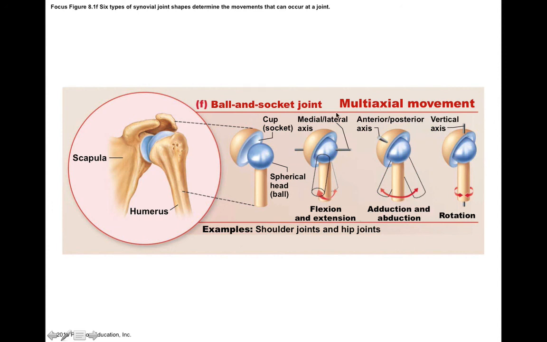Now, if this is a multi-axial type of joint, this also means that this joint is one of the least stable. And that fits our rule in terms of the trade-off between mobility and stability, where highly mobile joints are often the least stable. In fact, your shoulder joint is one of the most commonly dislocated joints in the body because of the fact that it's so movable, and there's really not a whole lot holding this on other than some muscles and supporting ligaments.